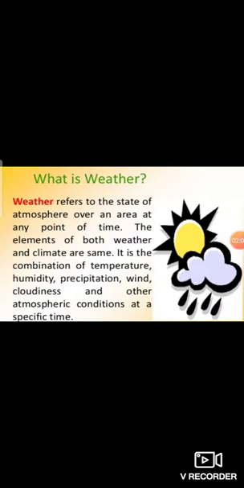Now, students, weather. What is weather? Weather is the state of the atmosphere at any point of time in an area. Weather changes every moment. Elements of weather are temperature, atmospheric pressure, winds, humidity, and precipitation. Examples of weather: cloudy, windy, dry, wet weather.